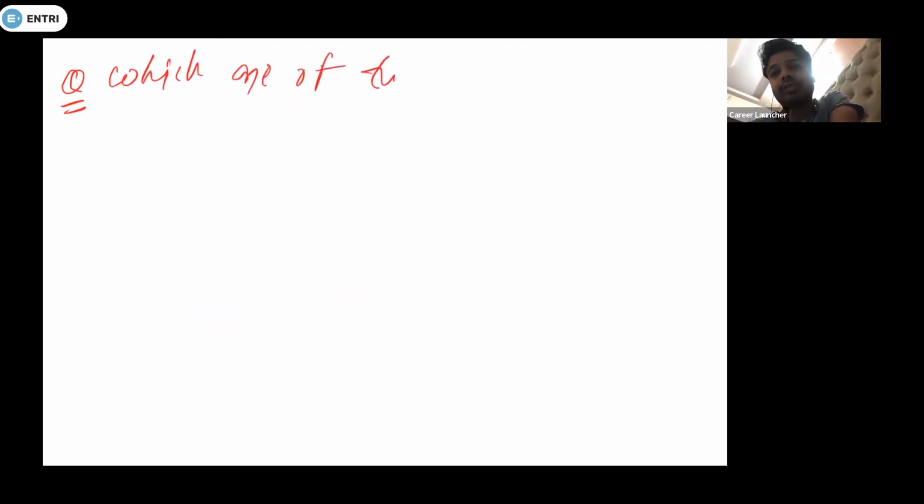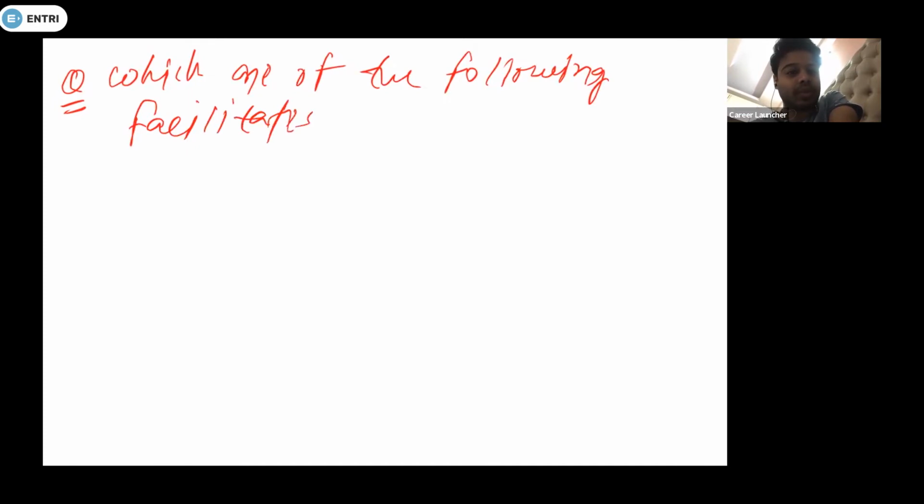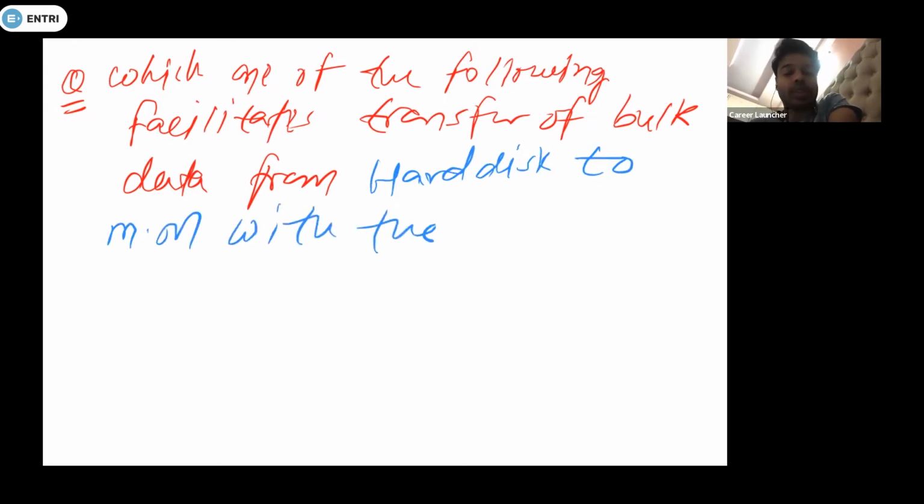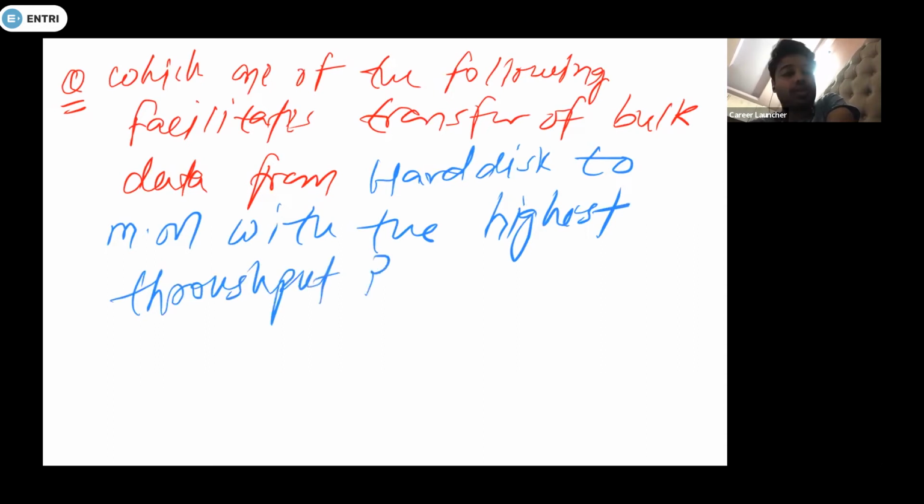Next one is: which one of the following facilities facilitates transfer of bulk data from hard disk to main memory with the highest throughput? Okay, there are four options.